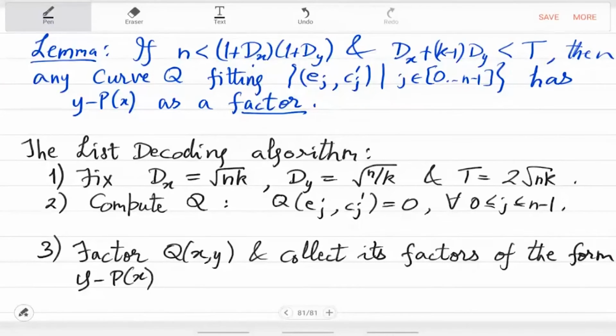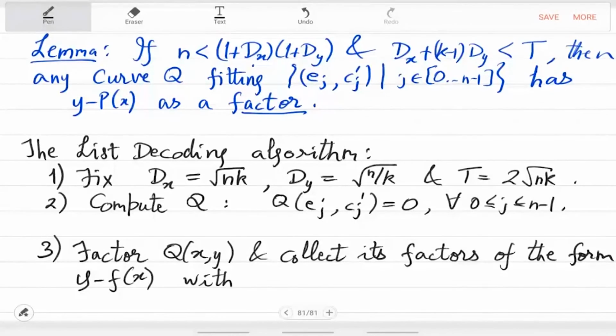Okay, so these special factors, you collect them. Let me use a different notation: y minus f(x). Is there any property of f that you want to satisfy? How was your message? If the factor has f with degree more than k minus 1, then it's not a message. So there is no point keeping that in Bob's list. So these factors with degree of f less than k, you collect these, and this is your list of messages f.